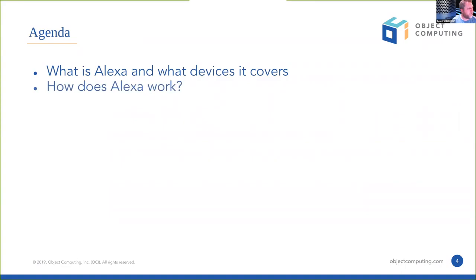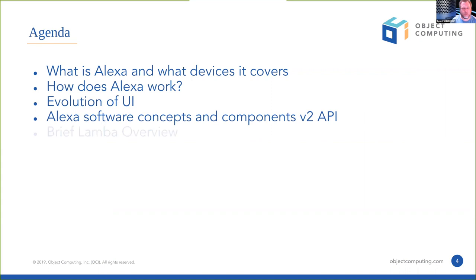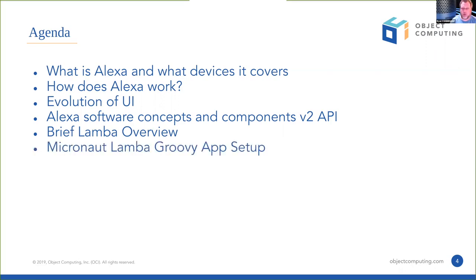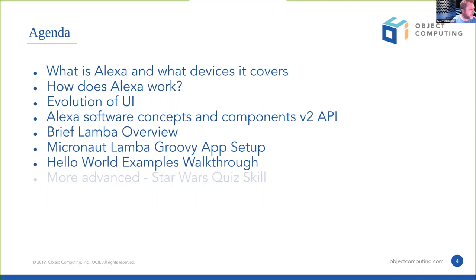All right, so we're going to talk about what is Alexa and what does it cover, how does it work, why does this matter, this kind of UI. We're going to talk about the software concepts and components of the version 2 API, which is their newer one. We're going to talk a little bit about how Lambda works with Micronaut, and then how we set up an application through Lambda in Micronaut. And then we'll walk through some examples that we've included in our Micronaut AWS SDK. And then we'll also get into a more advanced example where we have our little Star Wars quiz. This is something we frequently use at our booths for people to try out the technology.